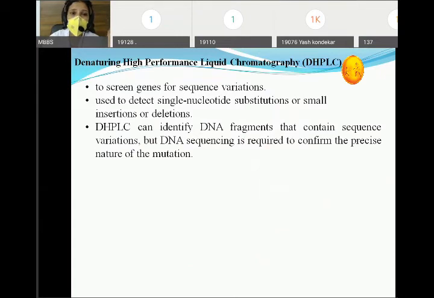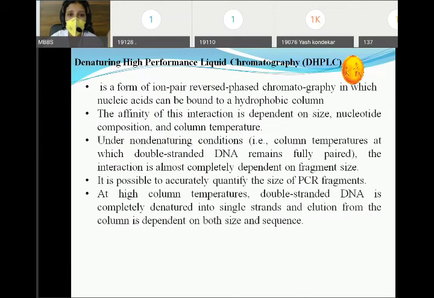Just remember the names of these things. You should be able to write down the names of these techniques. That is HPLC, you have seen chromatography. The variation is denaturing high performance liquid chromatography. It is used to screen genes for various variations. It is used to detect single nucleotide substitutions or small insertions or deletions. It can identify DNA fragments that contain the sequence lesion, but DNA sequencing is required to confirm the precise nature of the mutation.